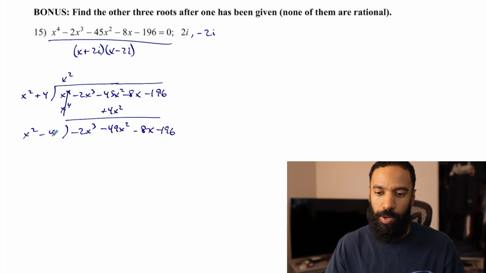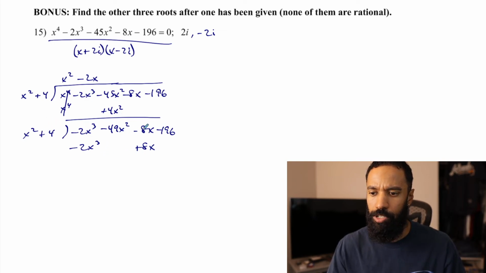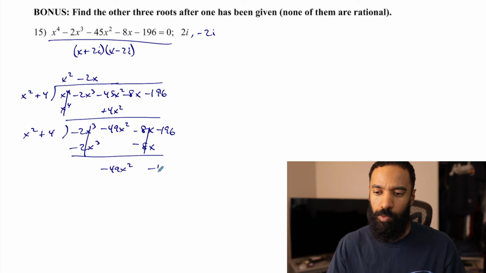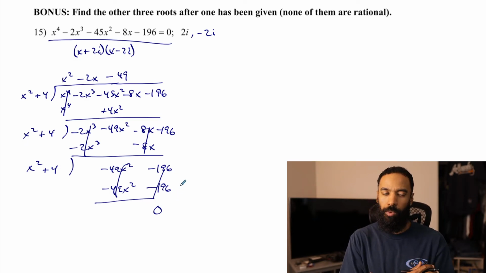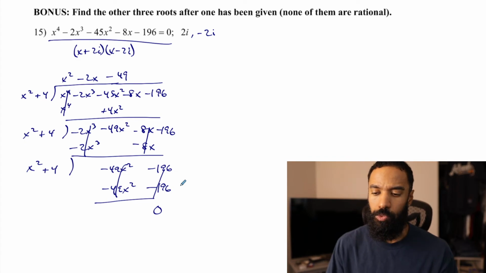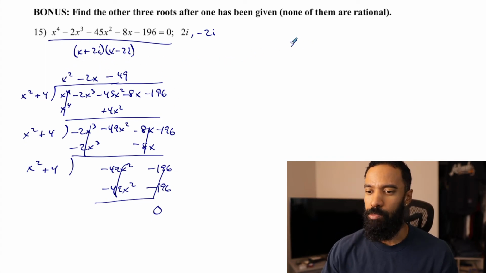X squared goes into negative 2x cubed, negative 2x times. Multiply those, you get negative 2x cubed. Multiply those, you get 8x, and that's a plus 4, so that should be a minus 8x there. Subtract that result there, that's 0 as well, and negative 49x squared minus 196. X squared goes into negative 49x squared, negative 49 times. And that is negative 49x squared, and 4 times negative 49 is indeed negative 196, and you get the 0 remainder. As you should, right? You were told what one of the roots were. The conjugate has to be a root in this regard as well. So that becomes x squared minus 2x minus 49.